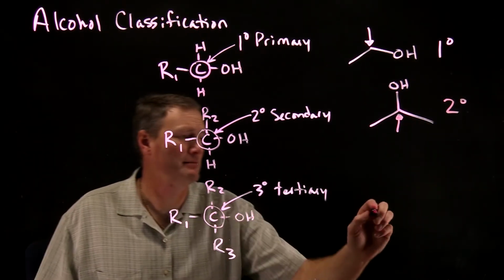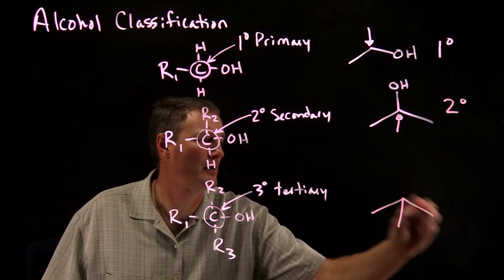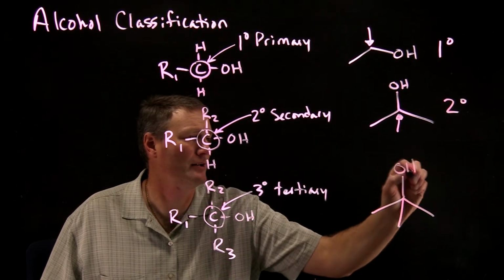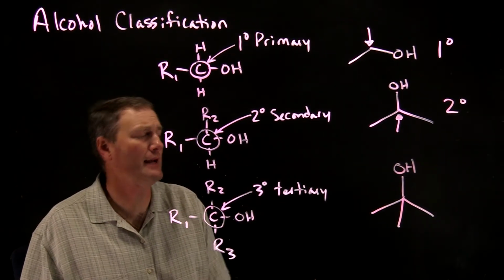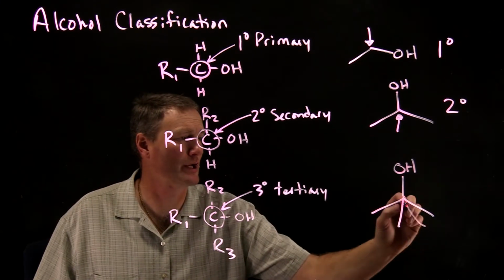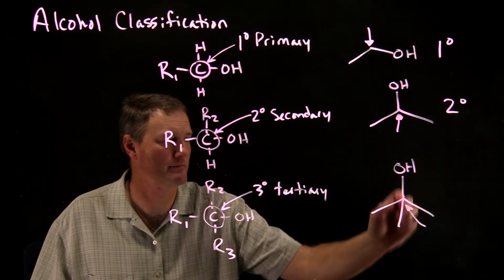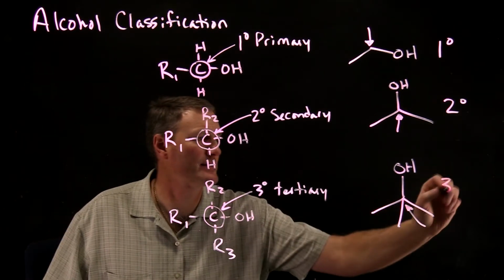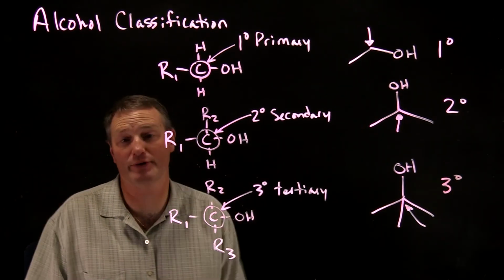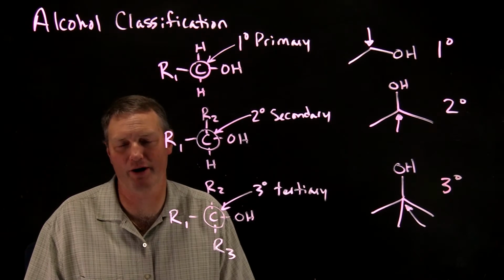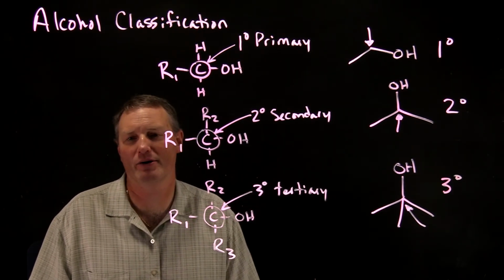And then lastly, let's take a look at this alcohol. Okay, using the same methodology, you would look at the actual alcohol carbon, count the substituents. We have 1, 2, 3. This is a tertiary alcohol. This molecule is actually called tertiary butyl alcohol. So that covers alcohol classification.